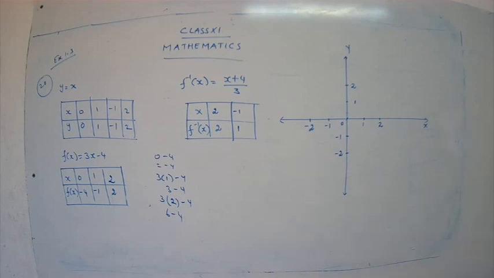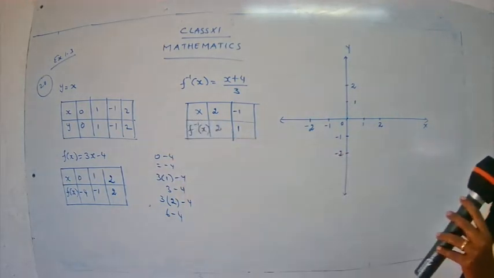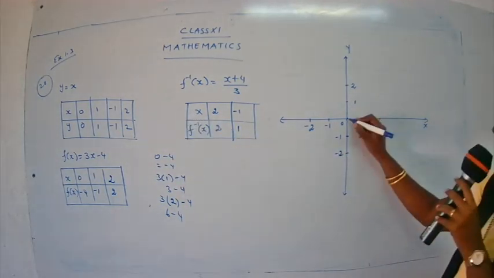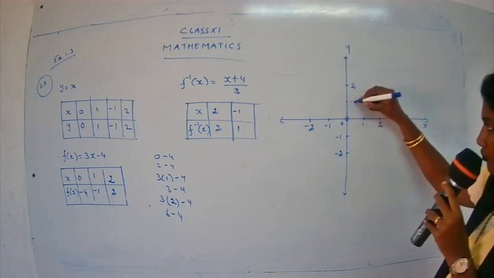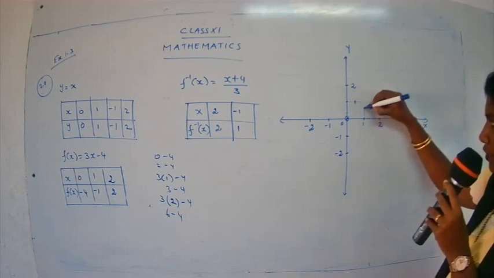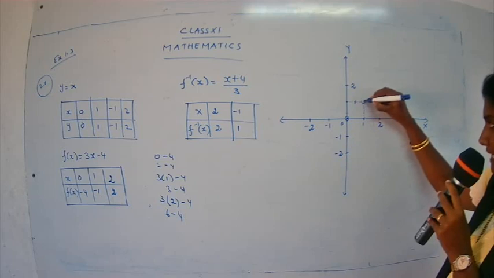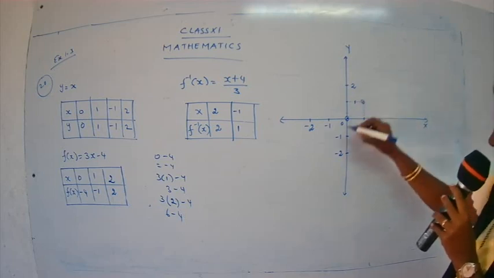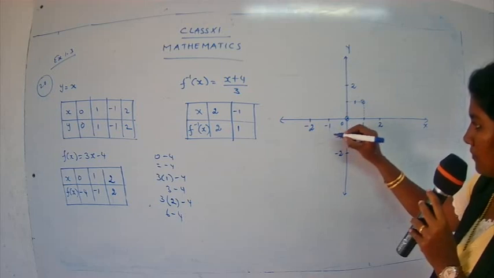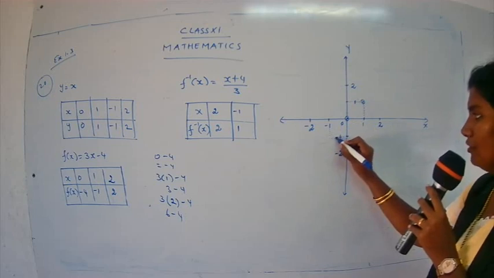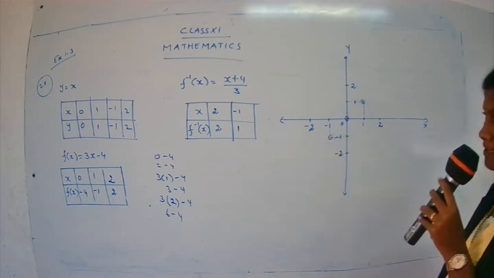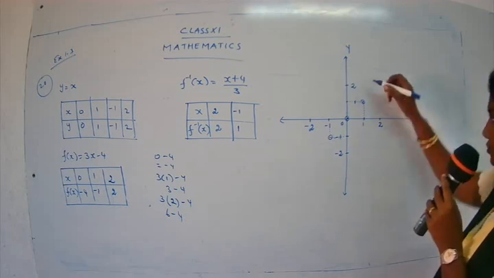What we are going to do is plot one function at a time. First I am going to plot y is equal to x. See the value for y is equal to x: 0, 0, here 1, 1. You have to plot it properly. We are going slow, not hurrying, so do it neatly. Minus 1, minus 1. y is equal to x means the values of x and y will be the same. Minus 1, minus 1, 2, 2.